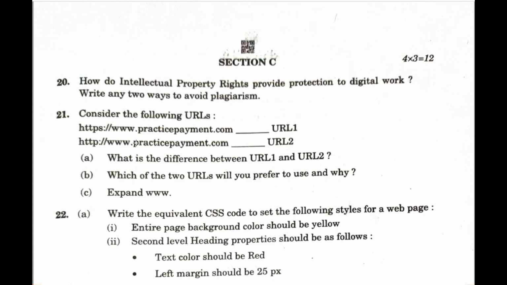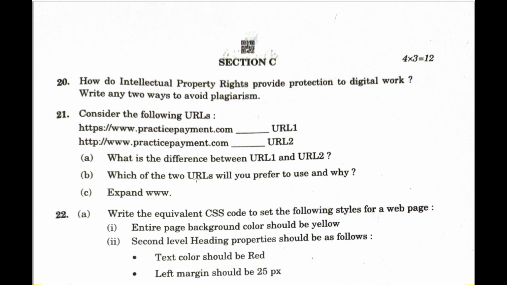Now next question, consider the following URLs. First, https://www.practicepayment.com, the first URL. Second, http://www.practicepayment.com. The first question is, what is the difference between URL1 and URL2? So here you can easily see that in the protocol, here https is used, and here http. So this is one difference.